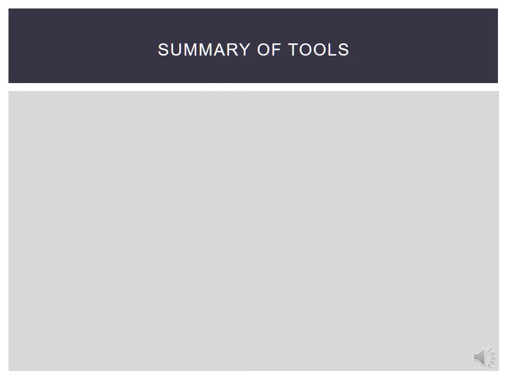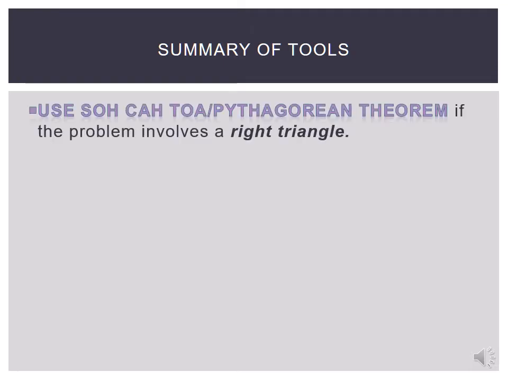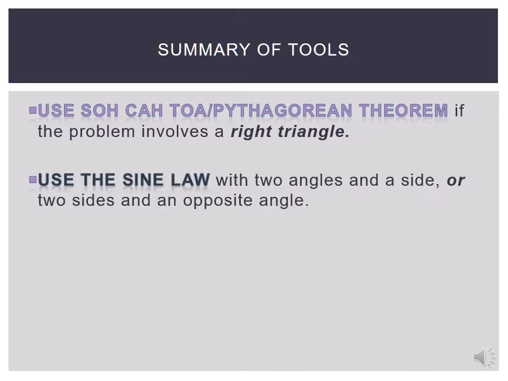The first thing here is just a summary of tools. You don't really have to copy this down. This is just to go over everything with you again. Use SOHCAHTOA, or Pythagorean theorem, if the problem involves a right triangle, meaning it has a 90-degree angle. Use the sine law with two angles and a side, or two sides and an opposite angle.